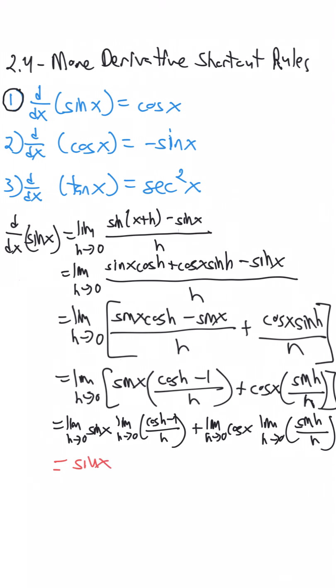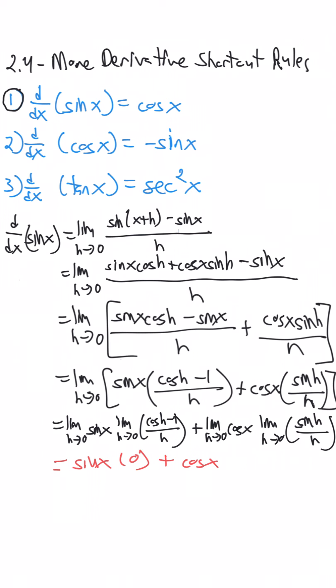How about the limit as h approaches 0 of cosine of h minus 1 over h? Well, that one you may know or you may not know. You're supposed to be familiar with it enough in the textbook that you know that that equals 0. All right. Then, what's the limit as h approaches 0 of cosine of x? Well, no matter what h is approaching, cosine of x is just cosine of x.